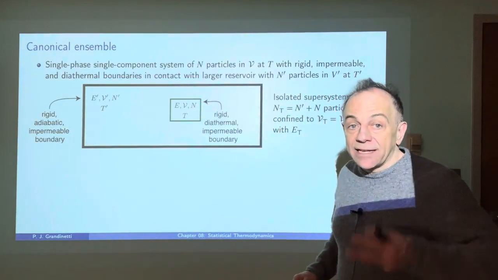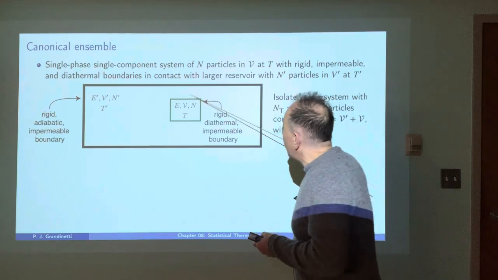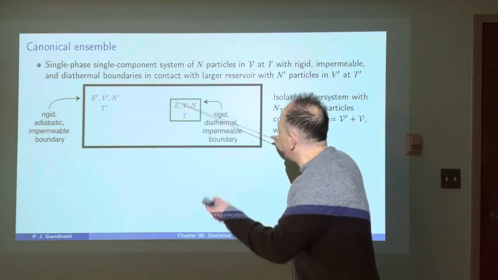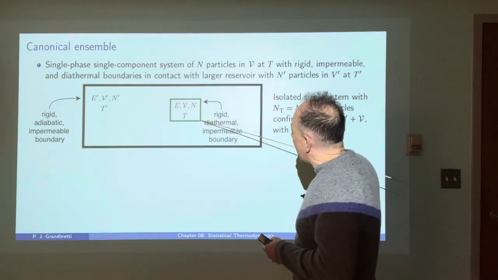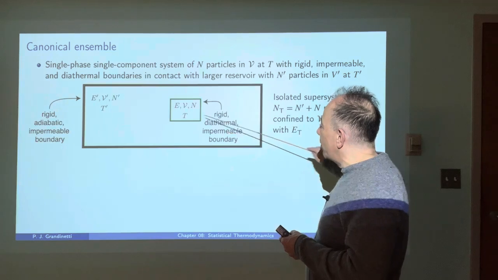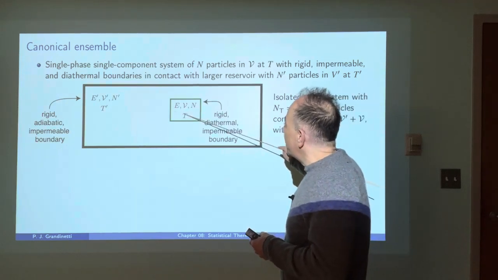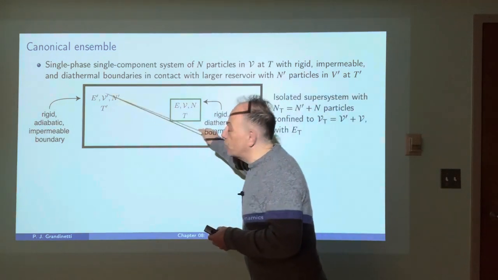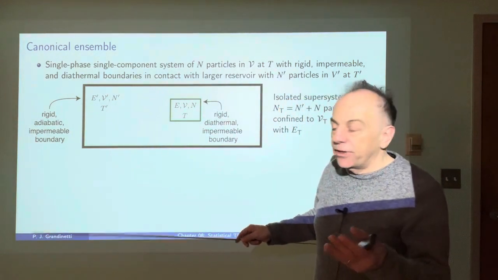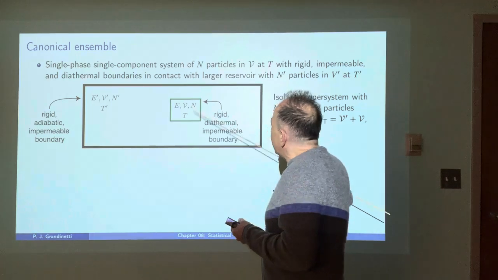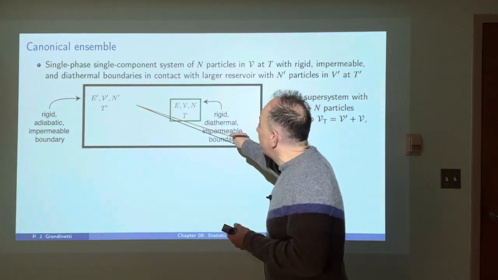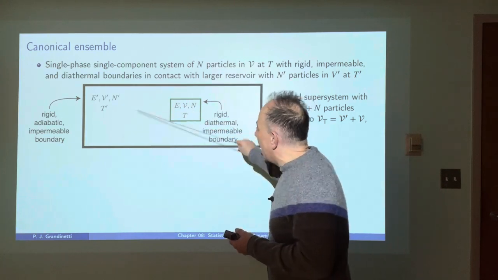But inside this isolated supersystem, we have the system, which has diathermal, but also rigid and impermeable boundaries. So we allow the system to interact with the surroundings, which I'm going to call the reservoir. And the reservoir generally is much larger than the system. And the diathermal boundaries allow energy to flow from the reservoir into the system and back.